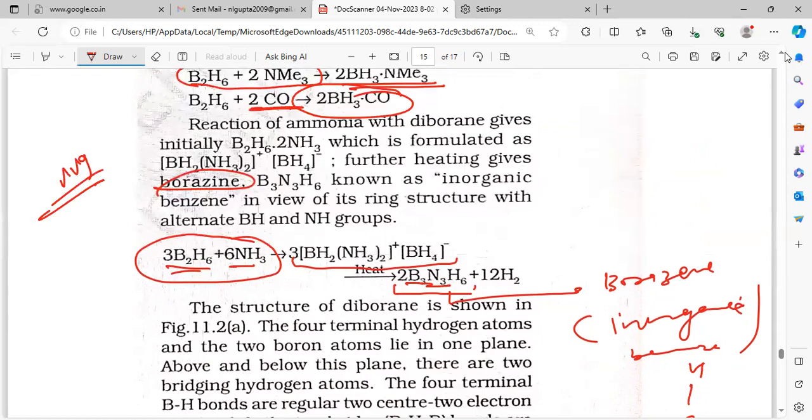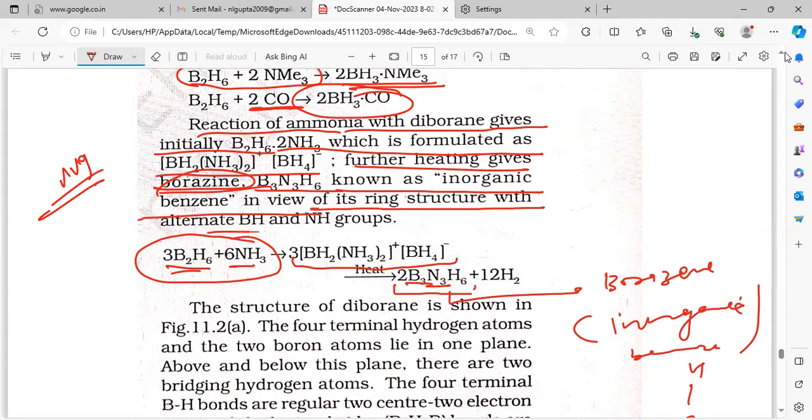So reaction of diborane with ammonia gives the initial B2H6.2NH3, which is formulated as an intermediate compound. Further heating gives borazine, B3N3H6, known as inorganic benzene in view of its ring structure with alternate BH and NH groups. Next one you see, Tanvir.